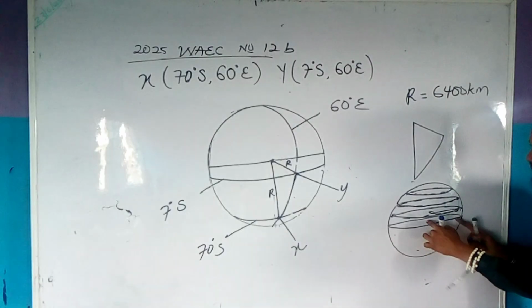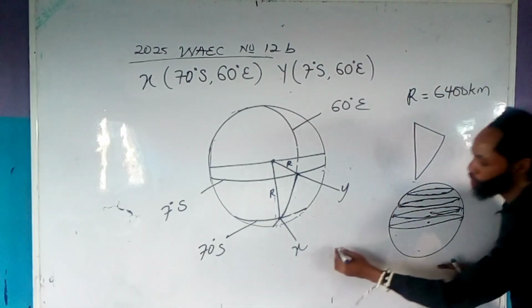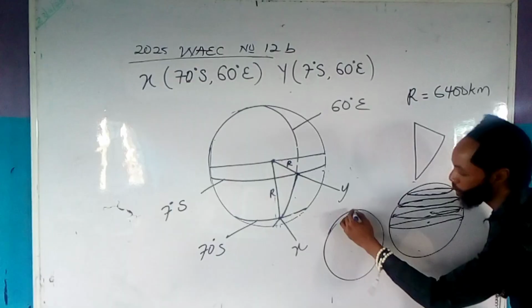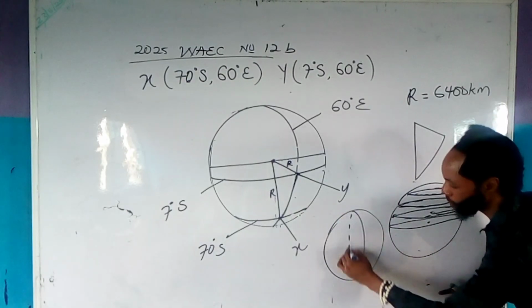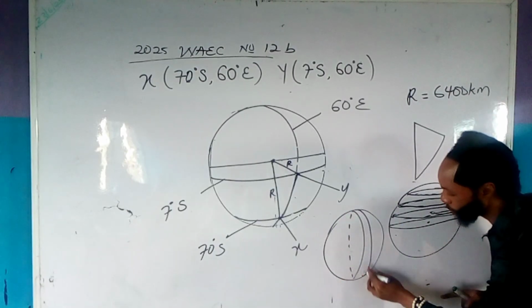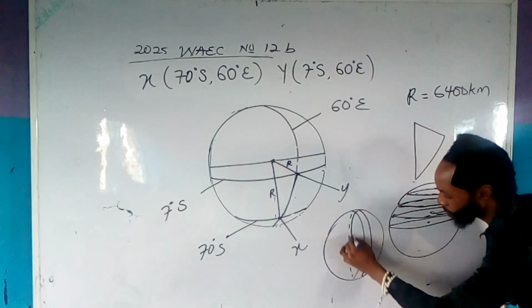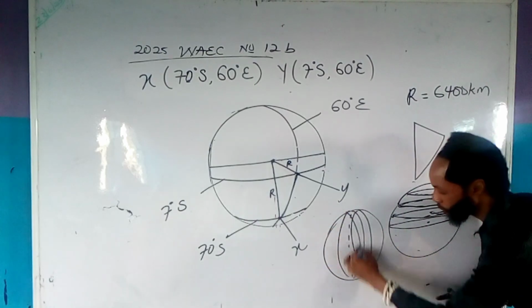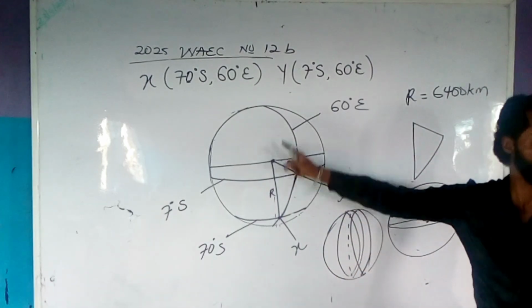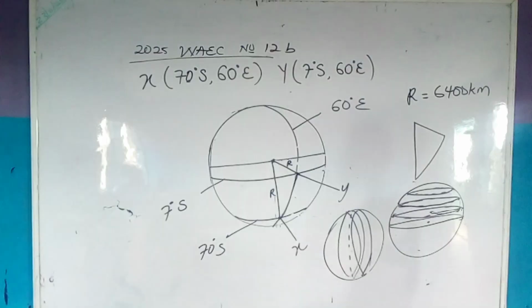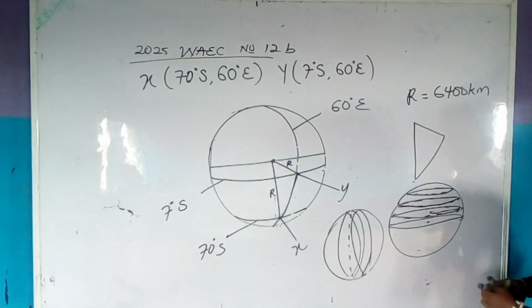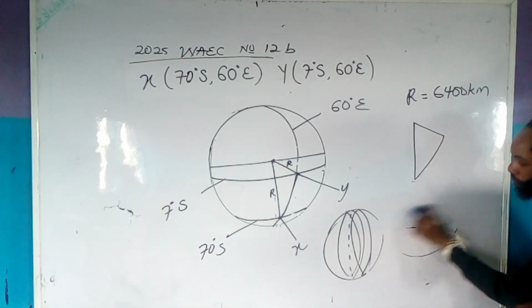But this one at the center is equal to all the longitudes. Let me show you the longitudes. The longitudes are these circles here. They are all equal. So the radius of all the longitudes. Okay, what I'm saying is, let me make it a bigger circle.